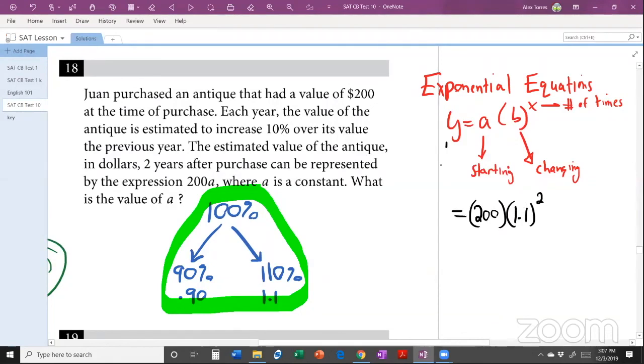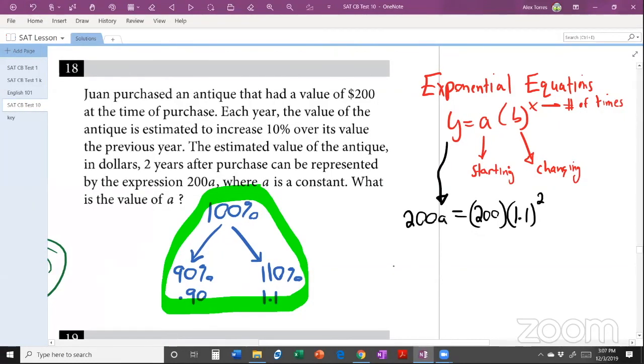And normally we would just write y right here. But the question tells us that when we do this, this is equal to 200a. So 200a. And now we're solving for a. So one thing I might do to start this is divide both sides by 200. It's kind of a low-hanging fruit right there. a equals 1.1 squared. And now whatever 1.1 times 1.1 is, that's our answer.